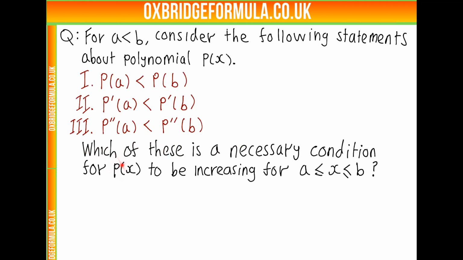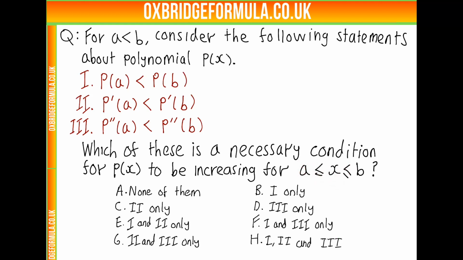We're then asked which of these three is a necessary condition for p of x to be increasing for x between a and b inclusive. And we're given 8 options varying from none of them are necessary to all of them are necessary in varying combinations.